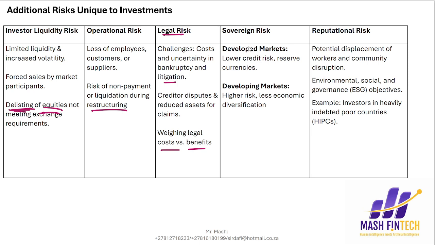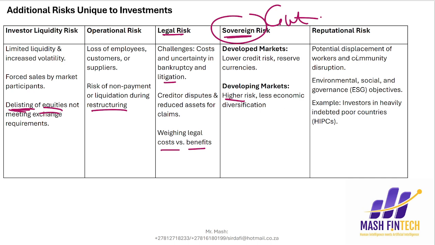With sovereign risks, developed markets. So sovereign risk, this has to do with governments, right? This has to do with governments. In developed markets, they are lower risk because these governments are generally doing better and they have reserve currencies. But developing markets, mostly in Africa and some Asian countries, these are very high risk and there's less economic diversification.